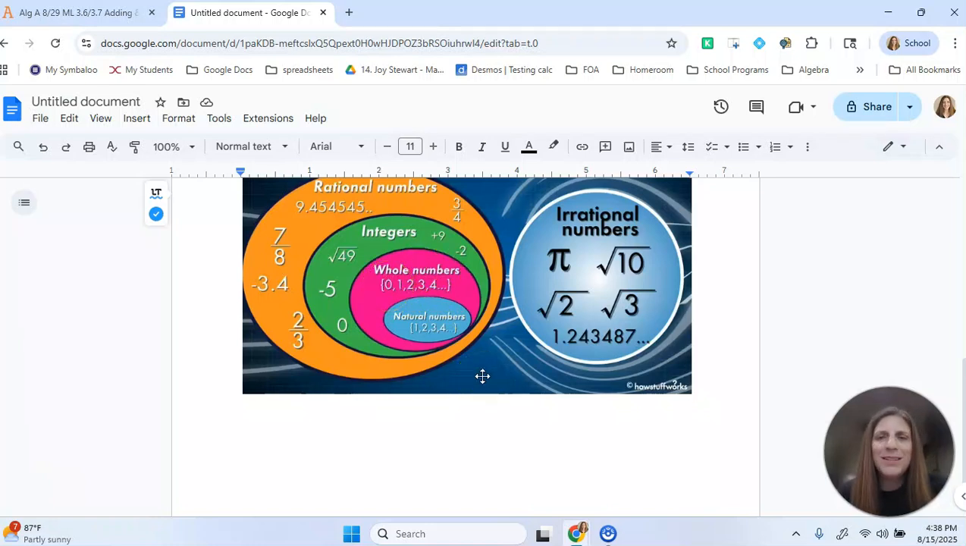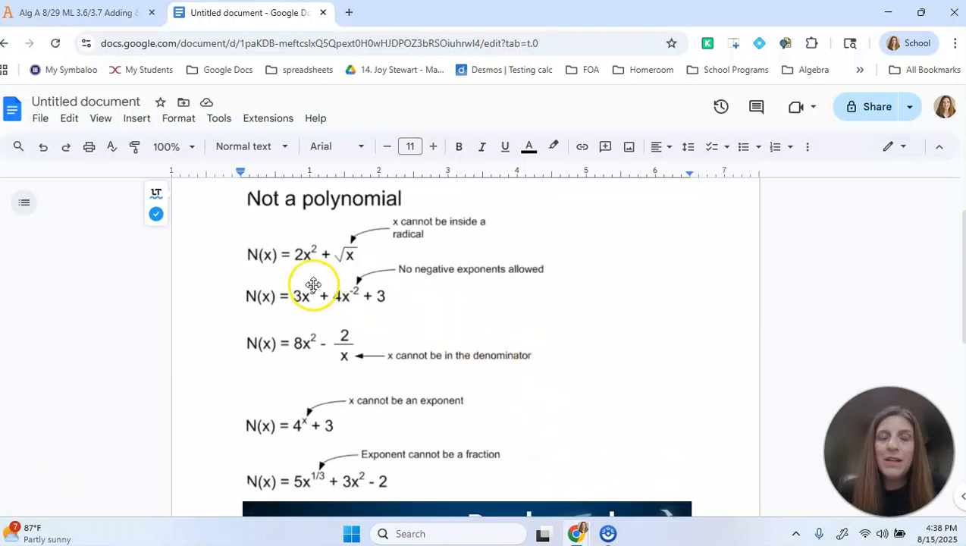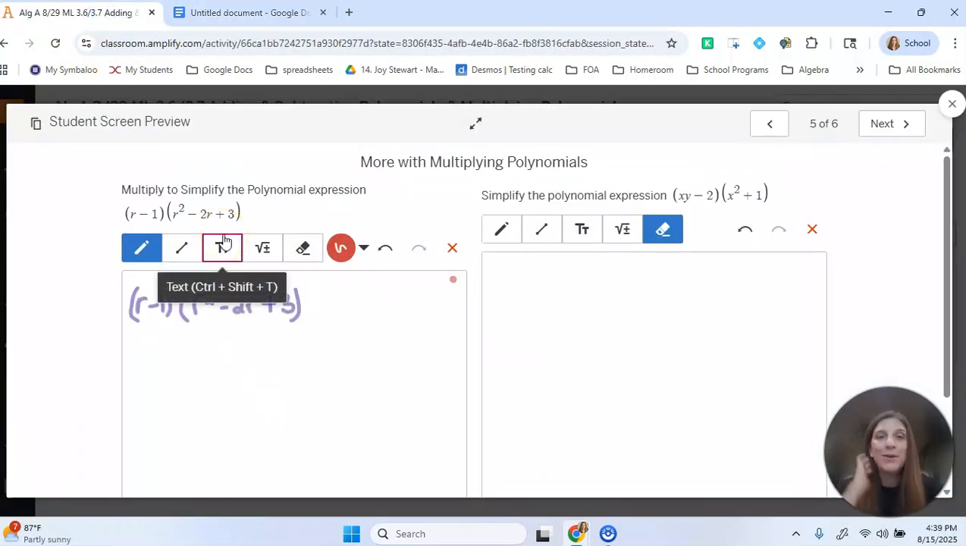So let's talk about some things that are not polynomials. If your variable is under a radical, that's not a polynomial. If your variable has an exponent that's not a whole number, in other words, if it's a negative number or a fractional number, those are not polynomials. If you have a variable in the bottom of a fraction, in the denominator, that's not going to be a polynomial. And if you happen to have an exponent that is a variable, it's not a polynomial. But for today, we're only dealing with polynomials.